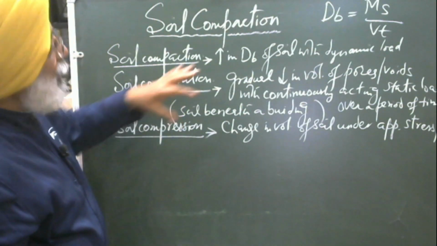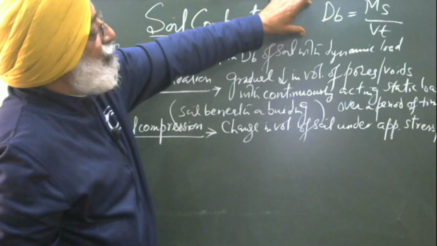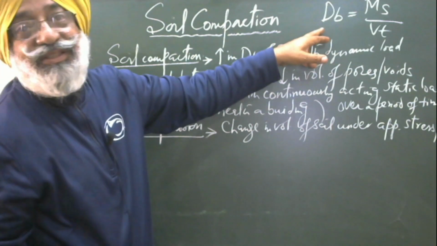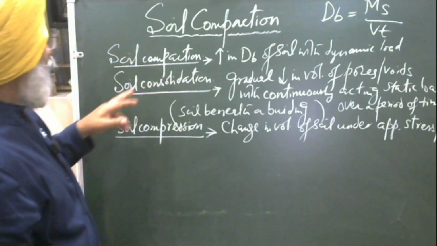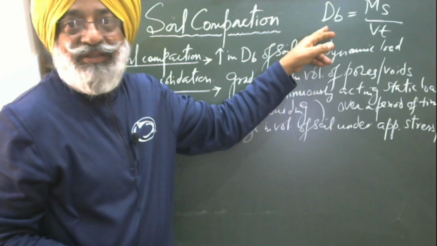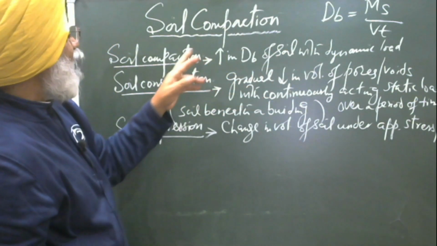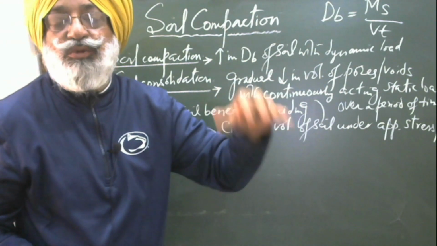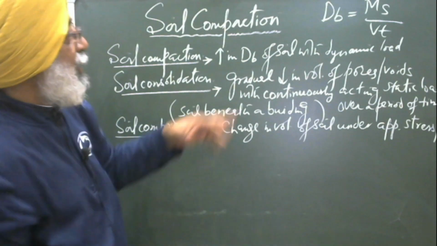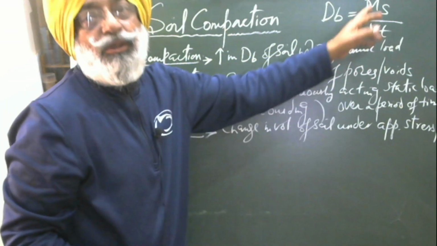So in all these three cases, the same phenomenon is occurring. If you compact the soil, you are increasing the bulk density. If you are consolidating the soil, you are again increasing the bulk density of the soil beneath. But in compaction, the reason for increase in bulk density could be different, either this or that or both.